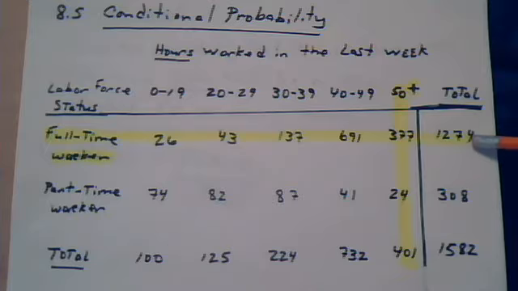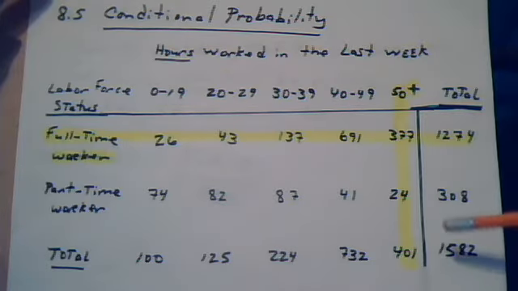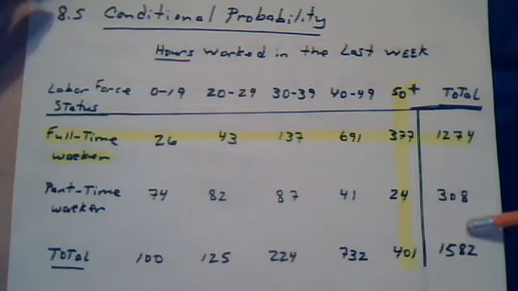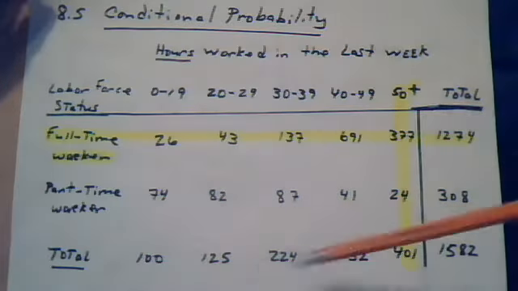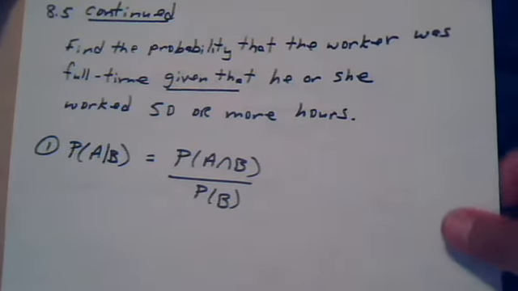Here are the total of full-time workers, the total for part-time workers, and this total here is the total of the totals. So this is how many workers total they considered. There were 1,582 total workers that were considered in this table. Find the probability that the worker was full-time given that he or she worked 50 or more hours.